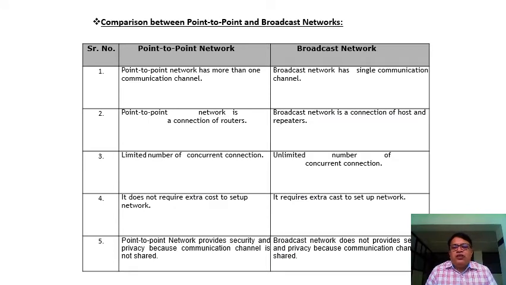Okay, here is the difference between the point-to-point network and the broadcast network. In the first difference, a point-to-point network may have more than one communication channel, whereas in a broadcast network, we have a single communication channel, and that single communication channel is shared by a number of users. Also, a point-to-point network is a connection of routers.